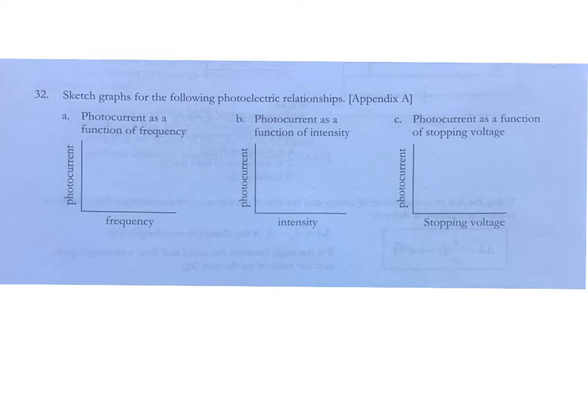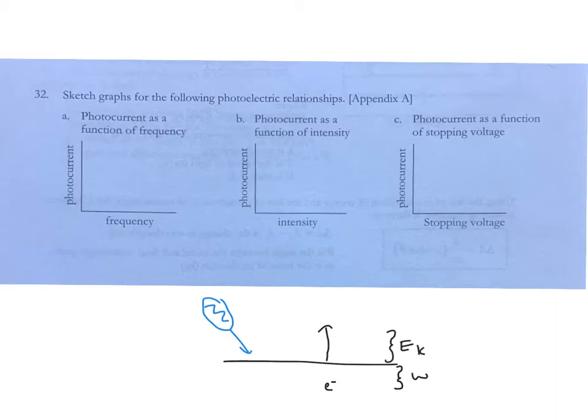So here's number 32 from this week's assignment or practice, just dealing with the photoelectric effect. So remember, in the photoelectric effect, we have this photon coming in. There's this photon with a specific wavelength and frequency, and then we have this metal, and there's an electron there. So there's this work function, which is needed to knock the electron off. And then if there's extra energy, that goes towards the kinetic energy of the electron.